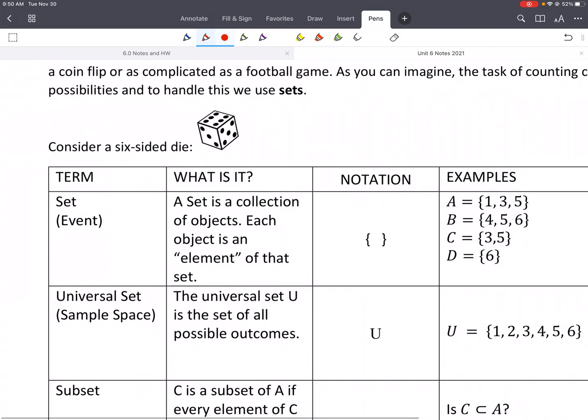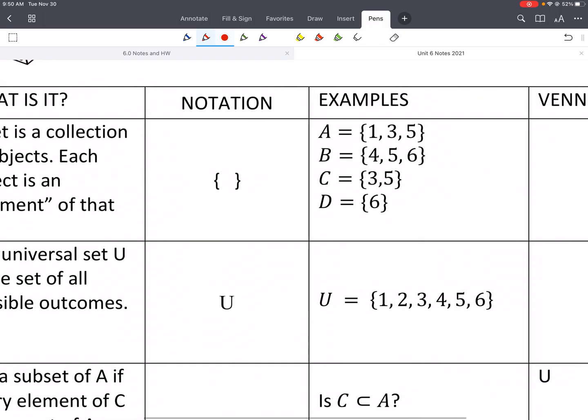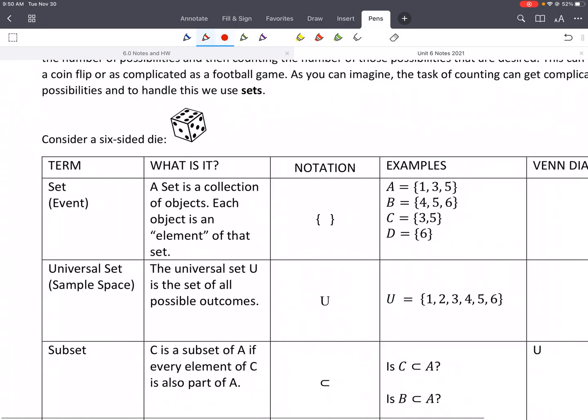A universal set is basically all possible outcomes. So for a 6-sided die, we have 1, 2, 3, 4, 5, and 6. The notation for that is a capital U for universal set, okay? So a set is just a collection of numbers or shapes or letters, people, it could be anything. And the universal set is all possible outcomes. The universal set of people in the world would be every single person. That would be really hard to write down, but that could be another universal set.